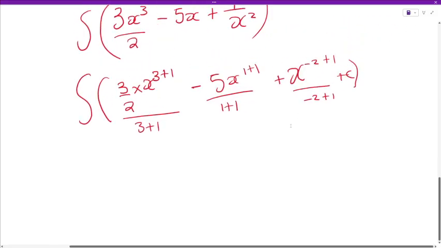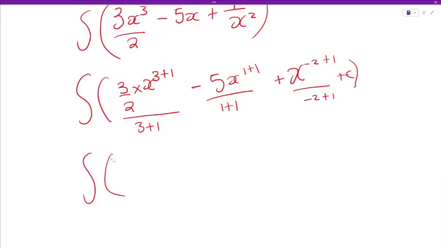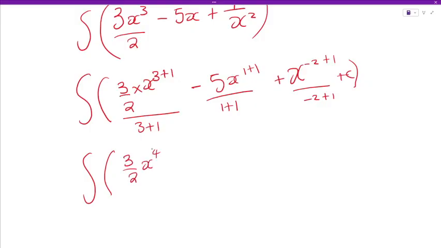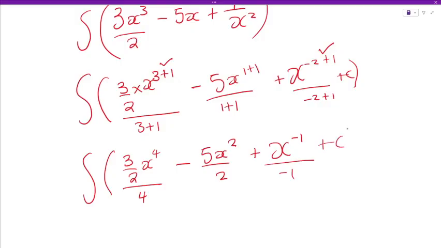Like that. Okay, so just take it step by step. The examiner infused fractions here as constants so that they can confuse us, but we're going to do it step by step until we get it right. So this side we're going to have 3 over 2 x to the power 4, because 3 plus 1 is a 4, and then divided by a 4 there. Okay, minus 5x, 1 plus 1 is a 2 there, over a 2, and then plus x to the power negative 1, because negative 2 plus 1 is a negative 1. Down here also going to have negative 1, then you say plus c.